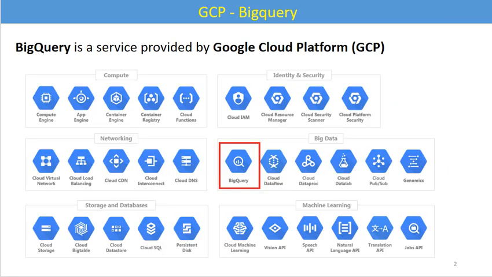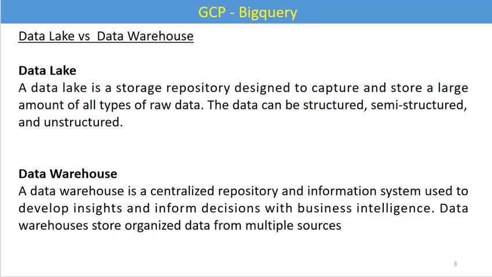BigQuery is a service provided by Google Cloud Platform. There are many services in Google Cloud Platform. The categories are compute, identity, security, networking, big data, storage, database, and so on. Out of those, big data is the one category in which BigQuery is a service of Google Cloud Platform, right? Okay. Now, what is the difference between data lake and data warehouse?